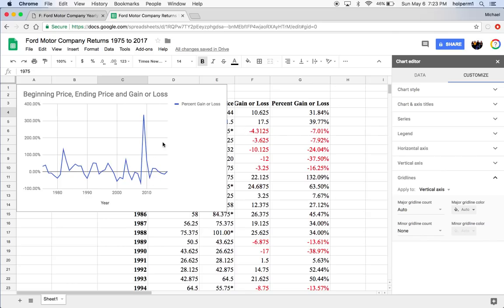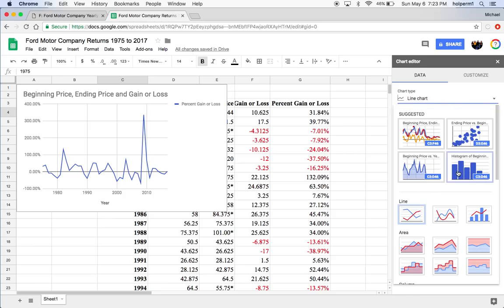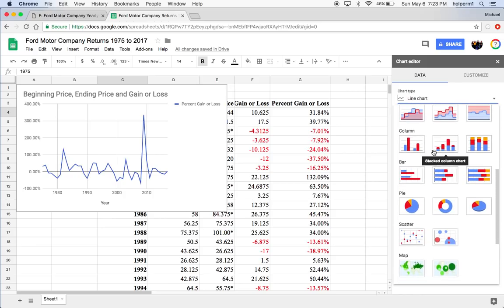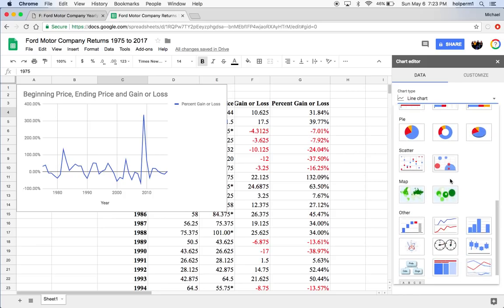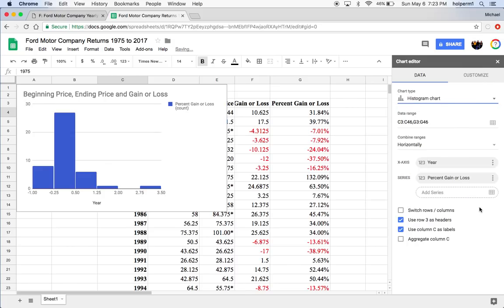Anyways, this is one chart that we can use to get a sense of what Ford is like. But if we want to see if we have a normal distribution, we're going to have to do a little bit more digging. So we're going to make a histogram. If you go to the data and you go down, you can change the type of chart you get. You get column charts, bar charts, pie charts, scatter plots. And down in the bottom, I don't know why it's so far, we got a histogram chart, which you can see is right here.